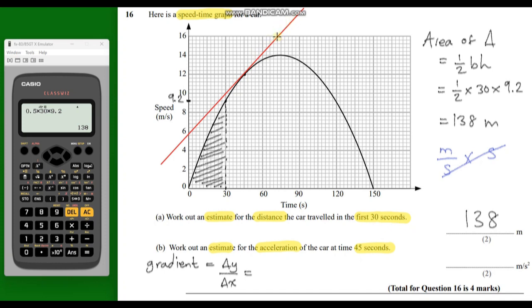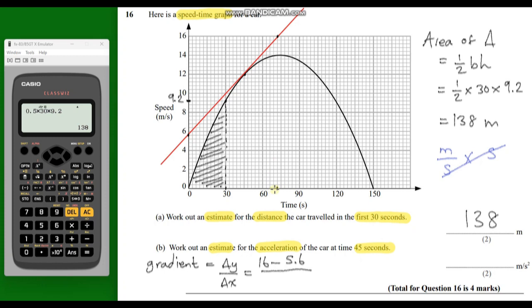So let's pick this point here. And let's pick this point here. So our y value is 6. Take away this y value. Well, it's just one unit or one square less than 6. And we know that each of these is 0.4. That's going to be 5.6. So 5.6.